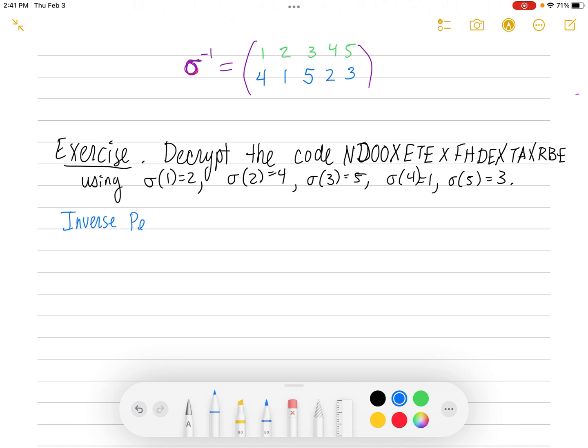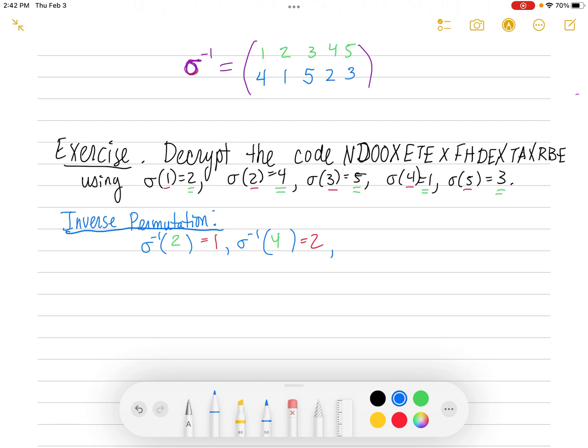What's the inverse permutation? I want to undo encryption, so I want to decrypt. So let's see, sigma inverse. Here we have inputs in red in the original permutation, outputs in green. When we have sigma of 1 equals 2, I'm going to take the sigma to the right-hand side. It becomes sigma inverse. I get sigma inverse of 2 equals 1.